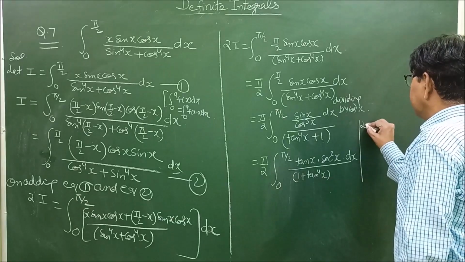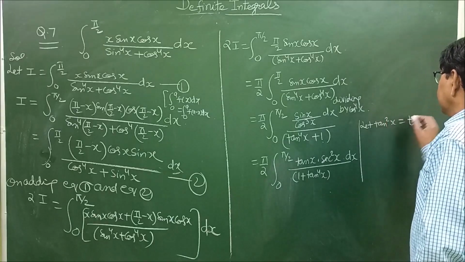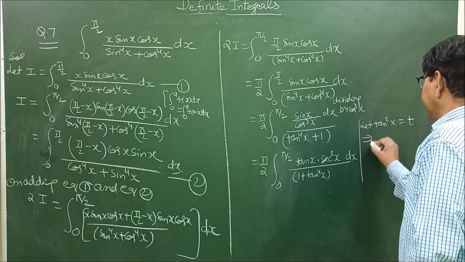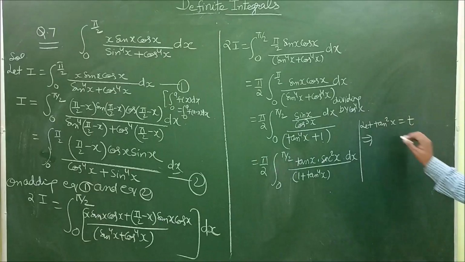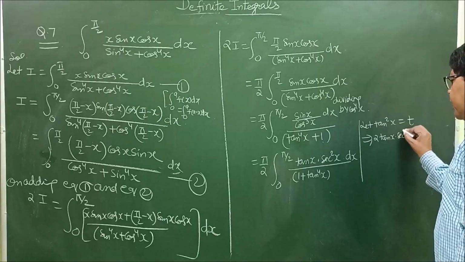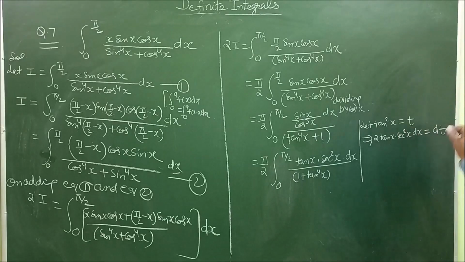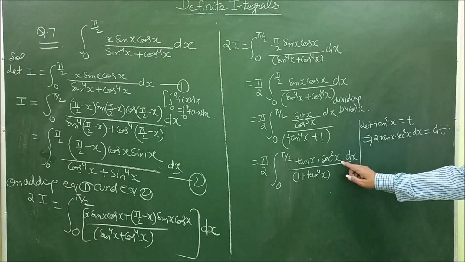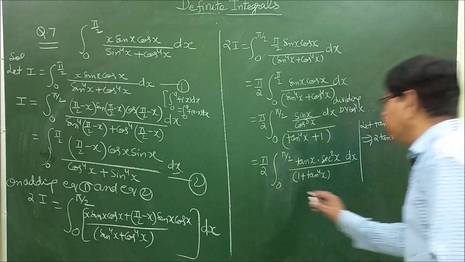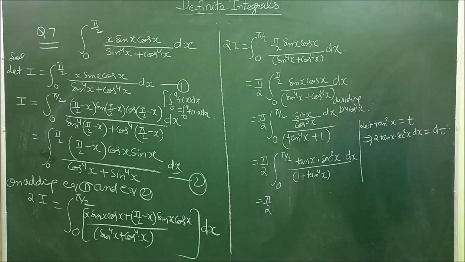So if I let tan square x is equal to t, then on differentiating both sides with respect to x, 2 tan x into sec square x dx is equal to dt. So tan x sec square x dx here can be replaced by dt upon 2. So pi upon 2, and now we will have to change the limits.